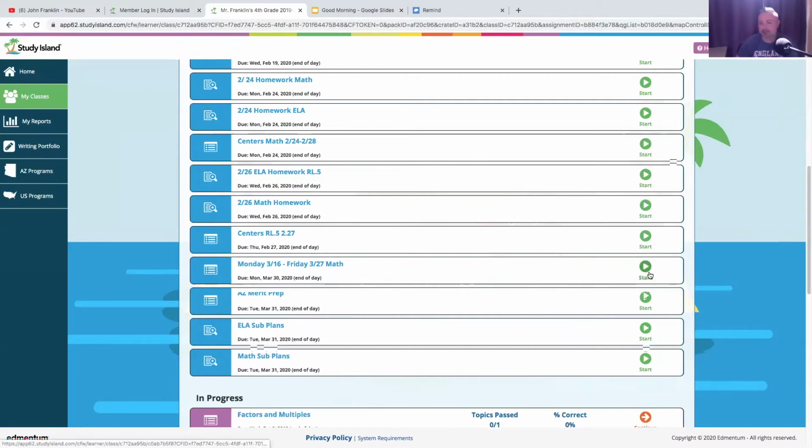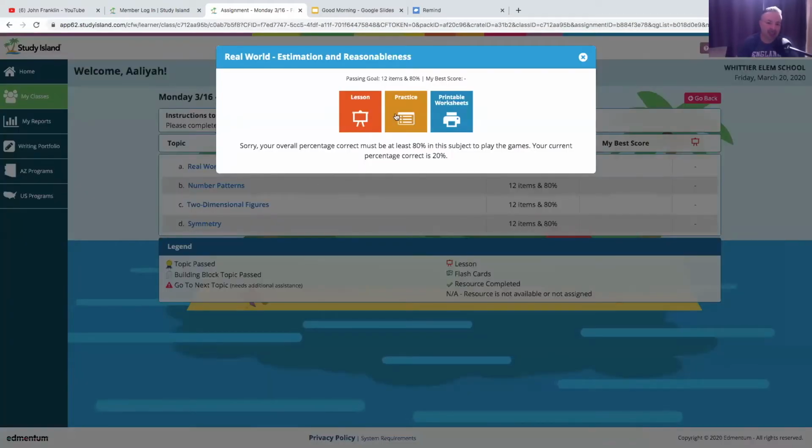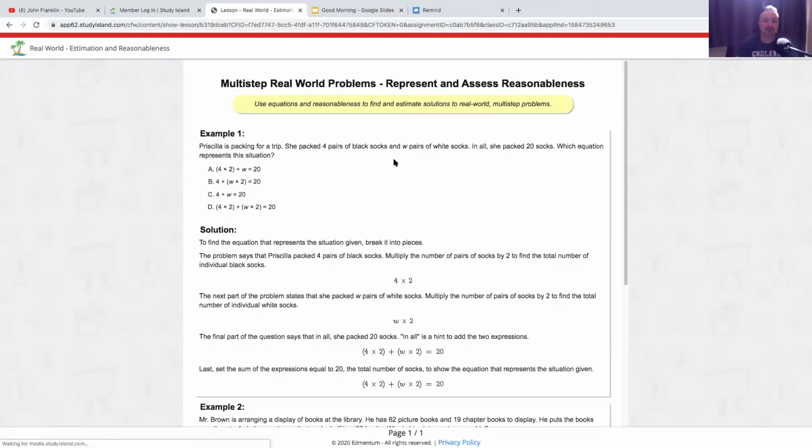Let's get that started. Choices are real world, estimation and reasonableness, number patterns, two-dimensional figures, symmetry. These are the four standards that we put into our packets. If you would have gotten the packets, same thing in study out. Right, so let's go with real world, estimation and reasonableness. Lesson, practice. All right, so let's do the lesson. Lesson is a bunch of examples, very similar to what you would have seen in the packet. I think actually these got printed out in the packet as well.